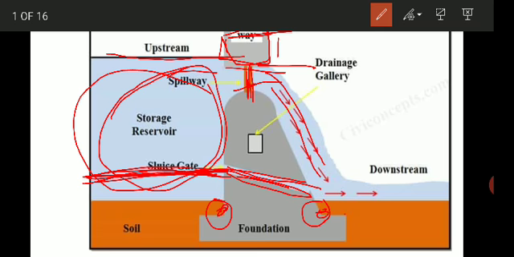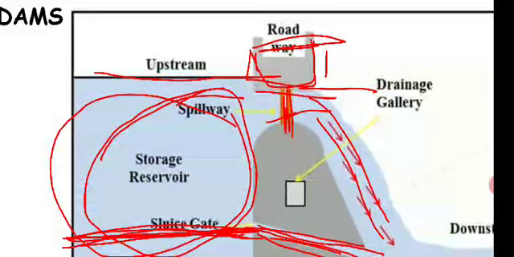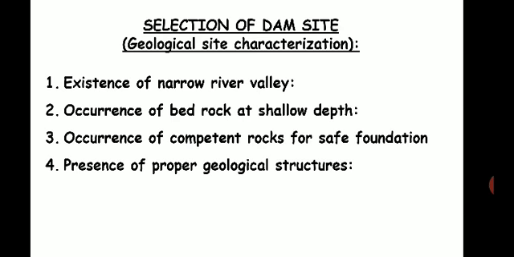Okay, then the main part, that is the foundation of the dam, we are going to discuss in detail when we deal with the site selection of the dam. So next, how to select a site for a dam. So for a dam site, there are different parameters which we need to take into account before constructing a dam. So the first one is existence of a narrow valley.